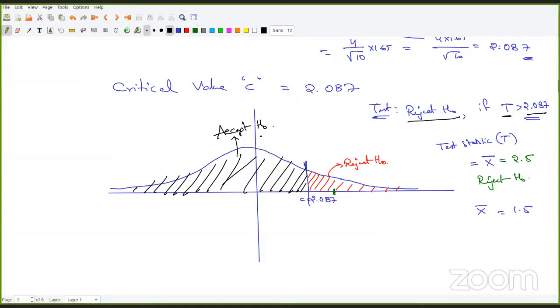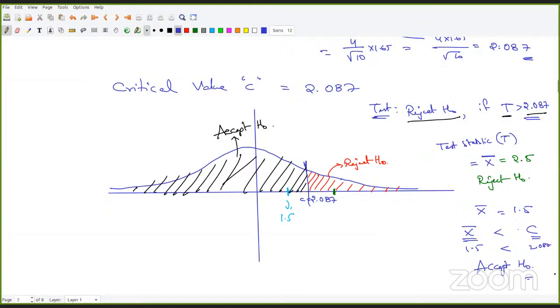So that is 1.5, somewhere here, or maybe very near to it. Maybe this is 1.5. As this is in the acceptance region, our X bar is actually less than our C value. X bar we got like 1.5, which is less than the C value 2.087. So we are going to accept H0. This is what we do in the Z test.